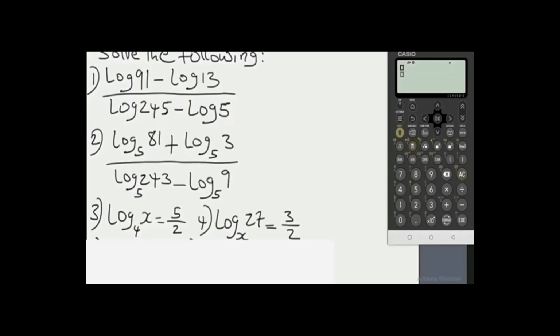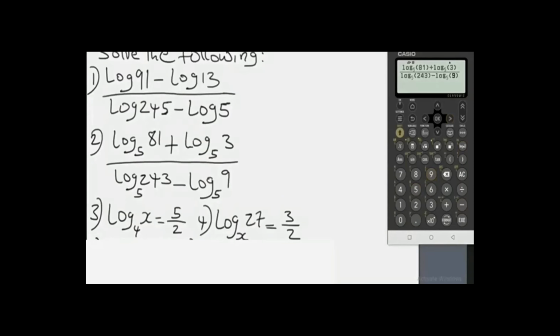this number 1, we have the base to be in base 5. So we're going to make use of this log function. If I put the base 5, come to this place, we have 81. Alright, plus log, make use of this function, base 5, come to this place, put your 3 over, we have log base 5, come to this place, put 243. Then come outside, we have minus log base 5, come to this place, put your 9. So that's what we have there for question 2.